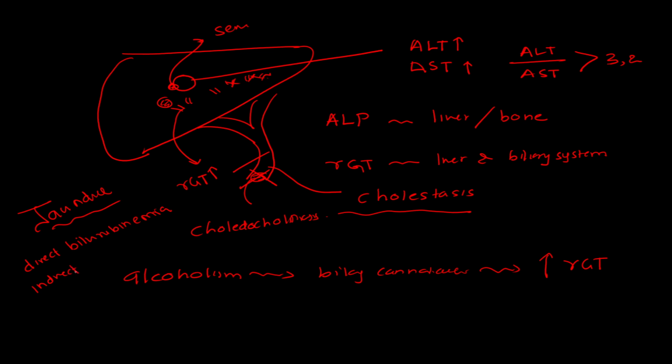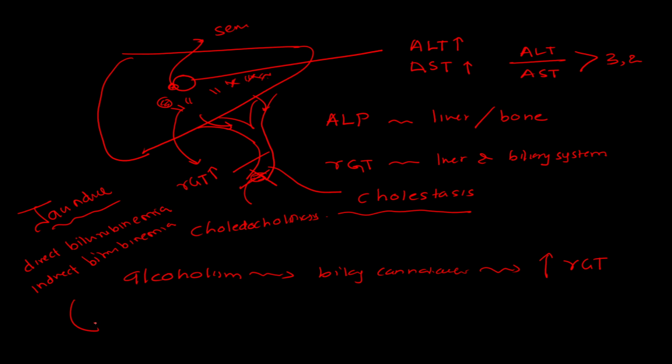where there is lesser conjugation, and therefore because the conjugation does not take place well, it cannot be secreted into the bile ducts, and henceforth this non-conjugated bilirubin will pass into the serum, causing jaundice. So it is called indirect bilirubinemia. In both of these circumstances, what you would see as a manifestation is the presence of jaundice.